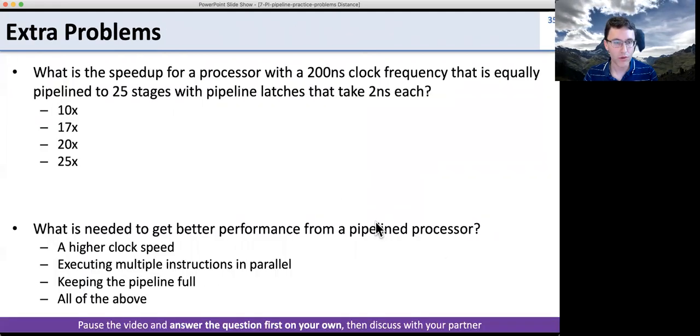Okay, here are 2 extra problems. Go ahead, answer the question first on your own, then discuss them with your partner.